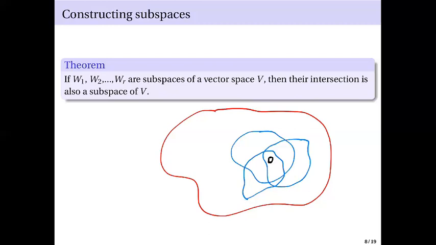And let me add another one. This is W4. So let me label this. This is W1, W4, W3, and this guy here is W2. So we have 4 subspaces here. So this theorem tells us their intersection is also a subspace of V. Their intersection is also a subspace of V.